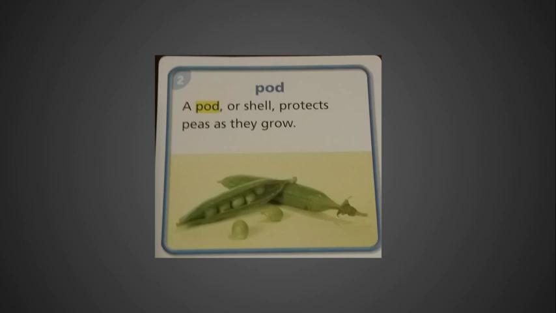Can you think of other vegetables that have a pod on them? Think about a pod you have seen in a garden or a picture. What did it look like? What color was it? What shape is it? Let's take a look at our next word.